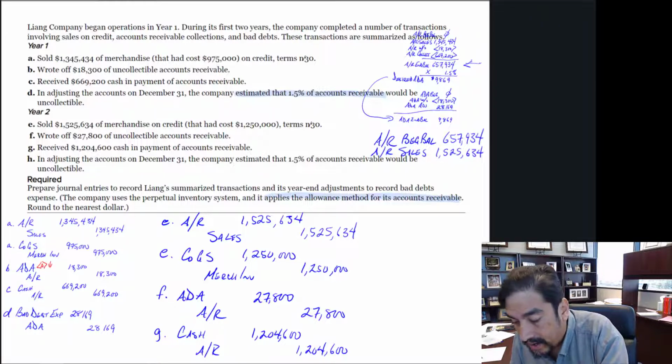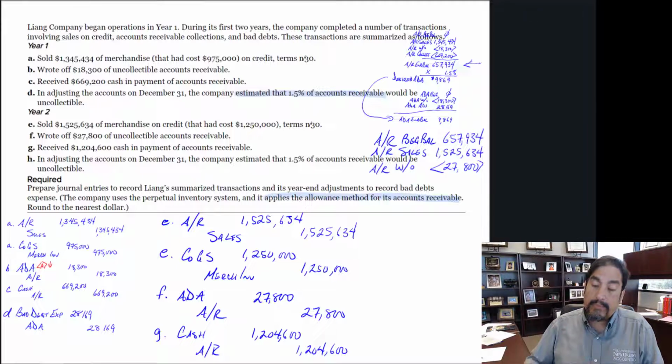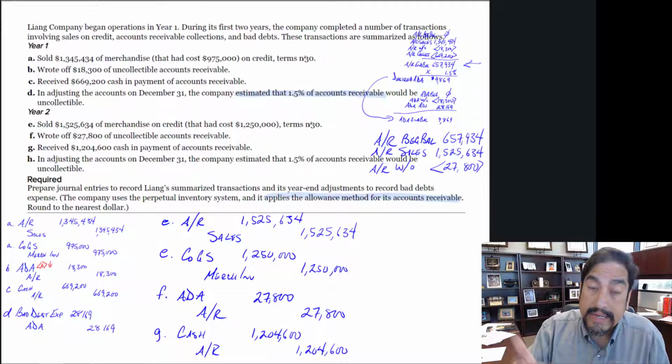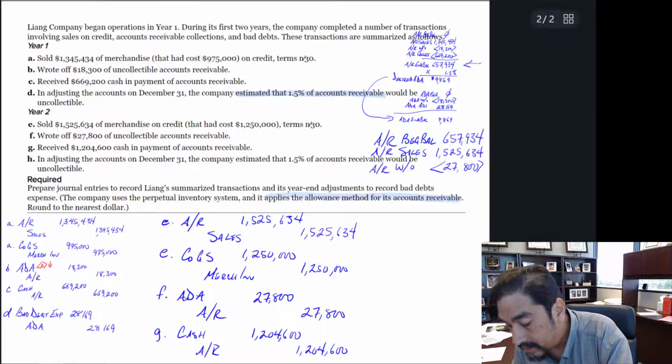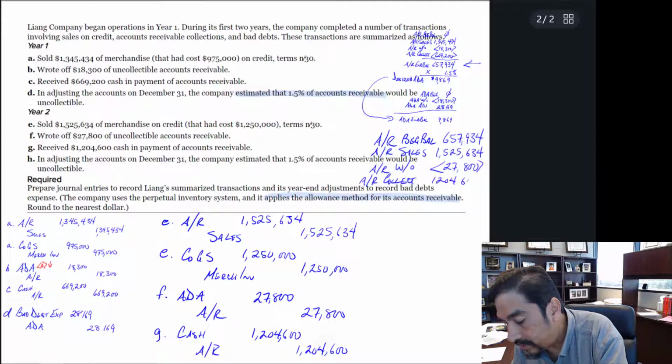In F, I've got accounts receivable write-off for $27,800. That's reducing my accounts receivable. And remember, debits increase accounts receivable, so the debit for 1,525,634 is a positive number. Credits reduce accounts receivable. So that's 27,800, and in G, the 1,204,600, those are going to be negative numbers. And this, I got that right here, accounts receivable, collections, 1,204,600.